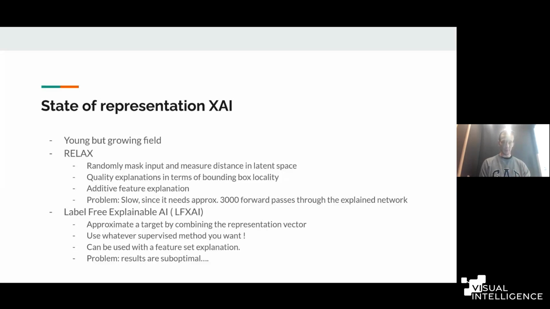So very briefly, Relax, I will come back to that, but very briefly we can say that Relax creates fairly good explanations, but it is kind of slow because, and we will go back to that, it has to mask out the image. Whereas the other method was something called label-free explainability, which is basically trying to use some of these gradient methods, but make a new target it can actually focus on.